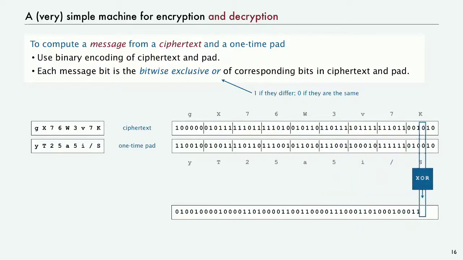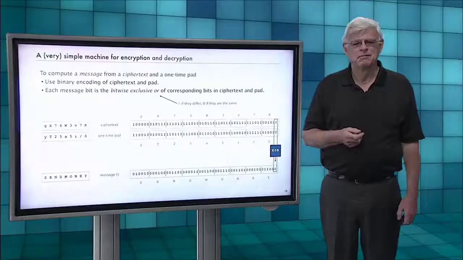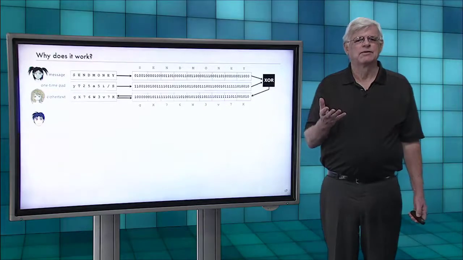So our machine, that same machine, is going to produce a sequence of bits. And now, if we use the table to look up those bits, we get back the original message. It's a little bit of digital magic, a really simple example of digital magic, but still digital magic nonetheless. So let's take a look at why it works.